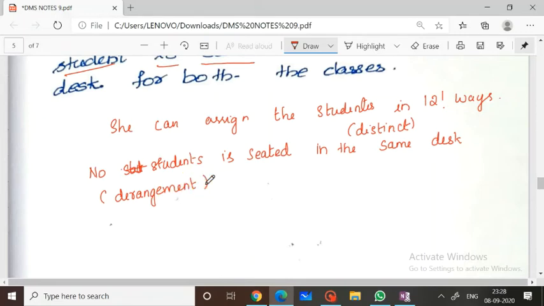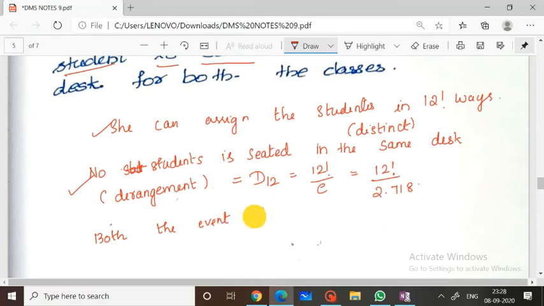So therefore, D12 is equal to 12 factorial by e, which is equal to 12 factorial by 2.718. Here both events have to happen simultaneously. Since both these events have to happen simultaneously, you have to write it accordingly.